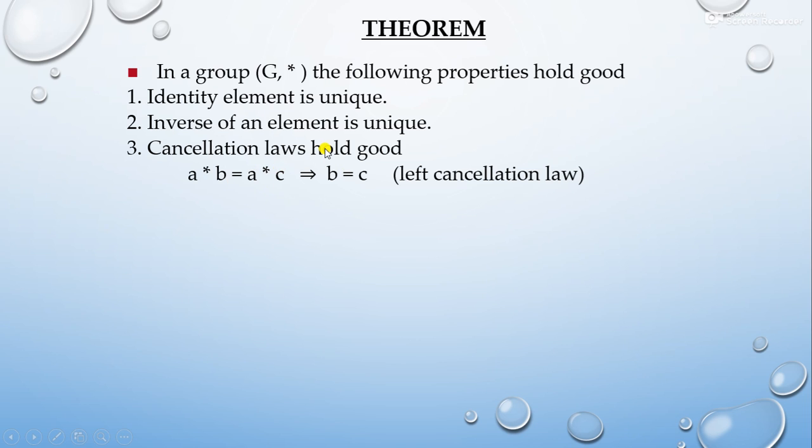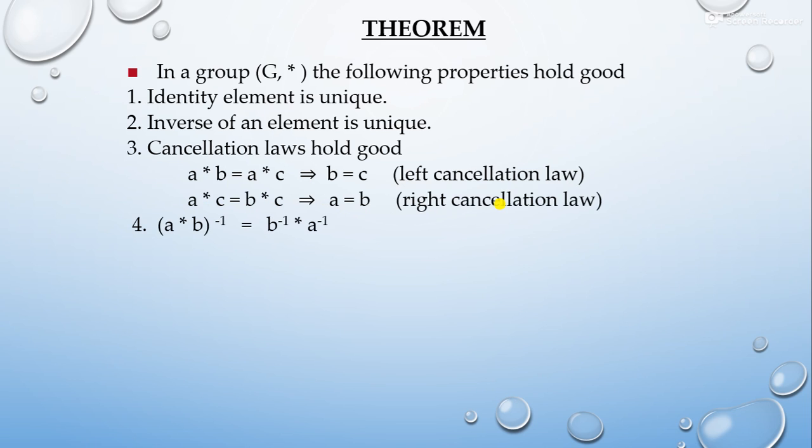A star B is equal to A star C. What cancellation here? If we use the left cancellation law, it means we can remove A from both sides, so it becomes B equal to C. Similarly, for the right cancellation law, suppose A star C is equal to B star C, so we can write A is equal to B. Here we apply the right cancellation law. Next, if we take A star B, a binary operation, and take the whole inverse of this, it will be equal to B inverse binary operation A inverse.